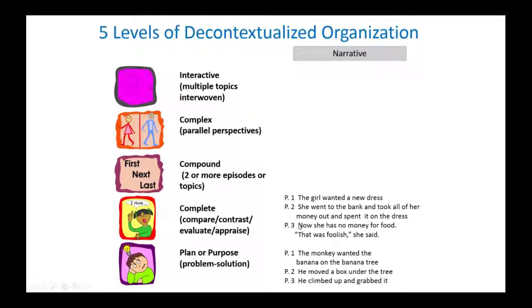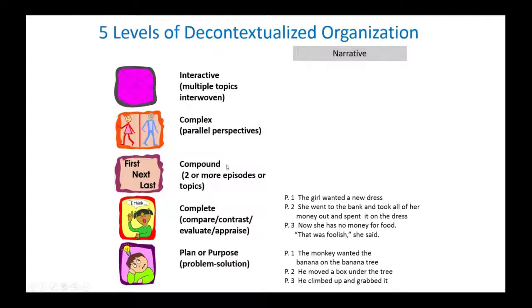Now, a lot of stories might have just one complete narrative, but usually when we're getting into these higher level stories, you're going to have multiple episodes. So we have things that are now compound episodes where it has two or more of these kinds of episodes.